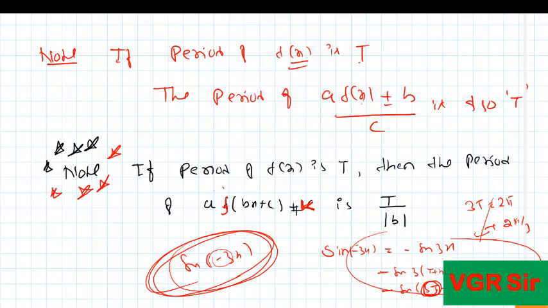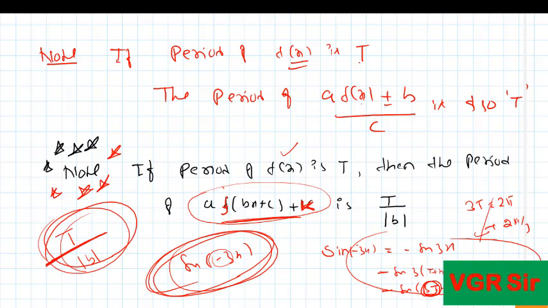The important thing is, we want to find the period of this function. If the fundamental period of f of x is t, just write the fundamental period divided by the x coefficient b, just write mod b. Sometimes b may be negative, so mod b. This is the period of the given function a into f of bx plus c plus k.